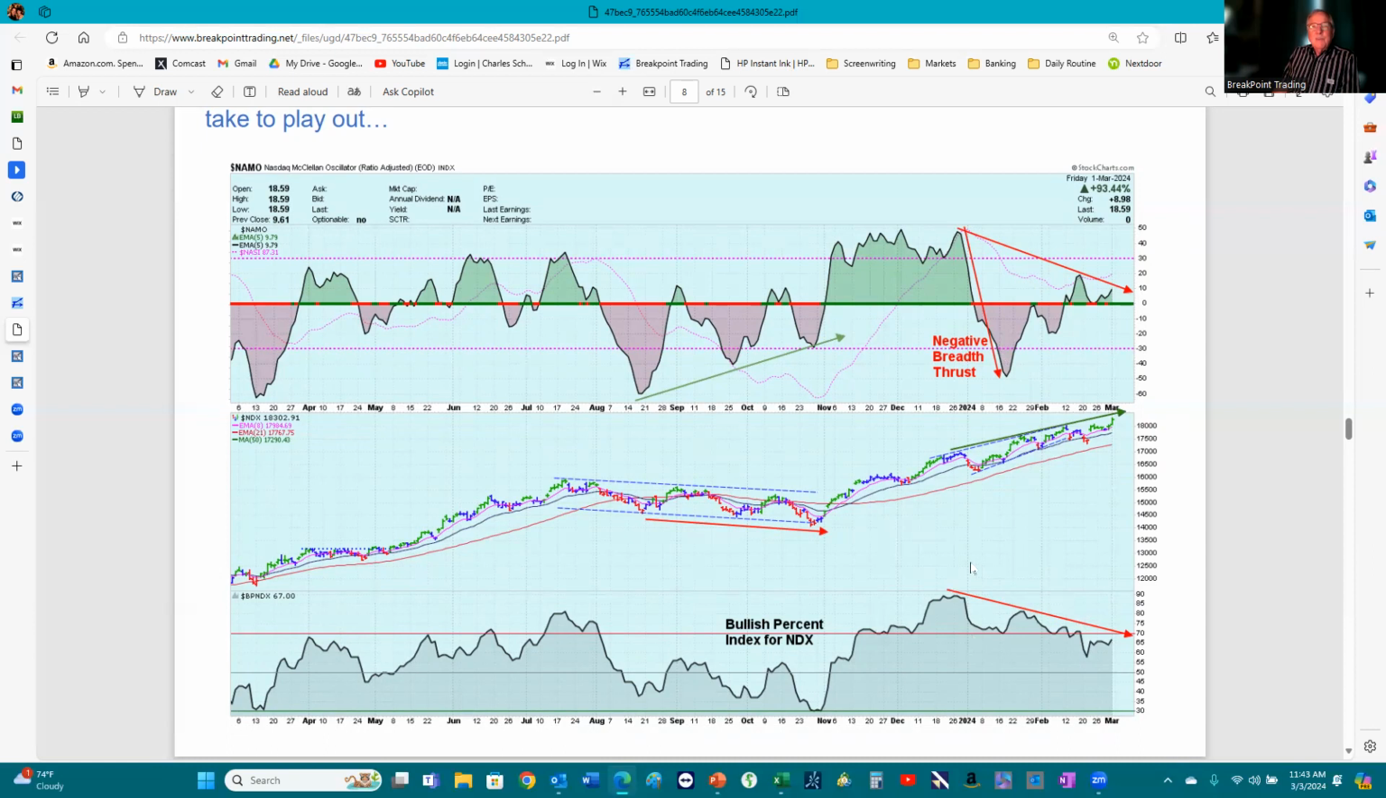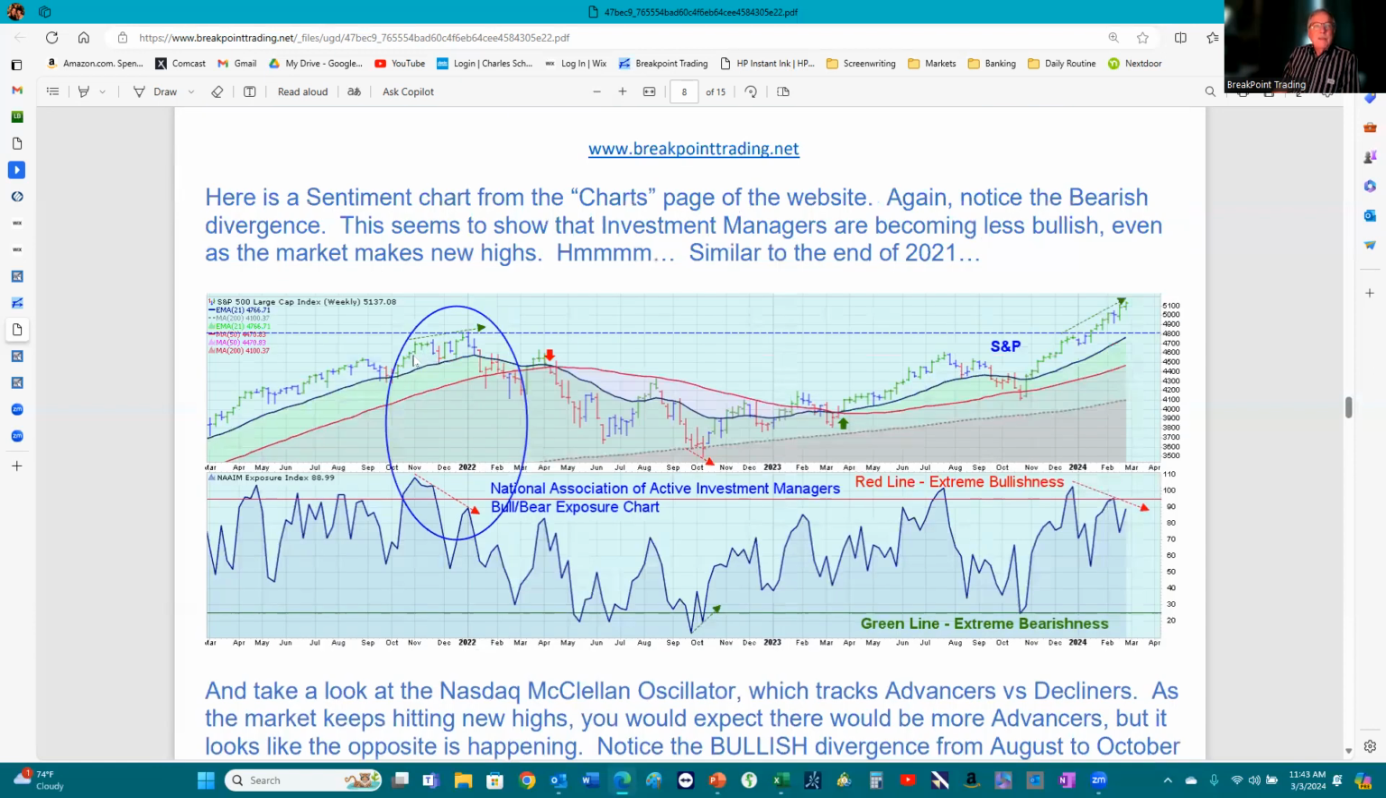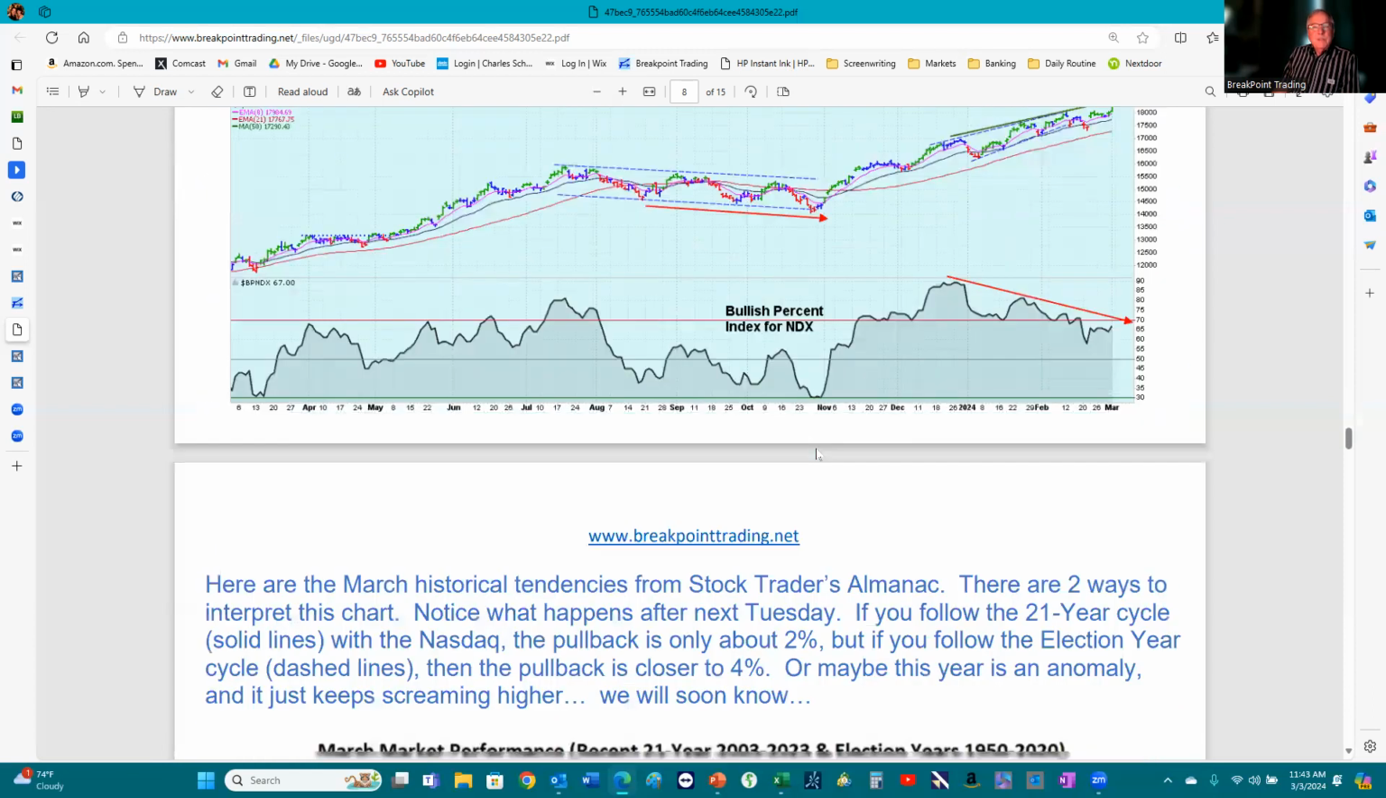These things can take time to play out. That's highlighted here. It can take some time. This one here was basically 2 months of negative divergence before the market fell apart. So it could take some time, so we'll see.